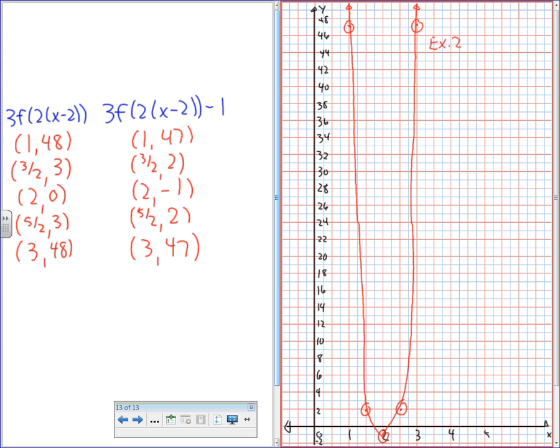All right, so there's example 2. I'm going to write your homework on the board and we'll call it a day there, okay? So, new homework for tomorrow. I have 2 graphs for tonight.